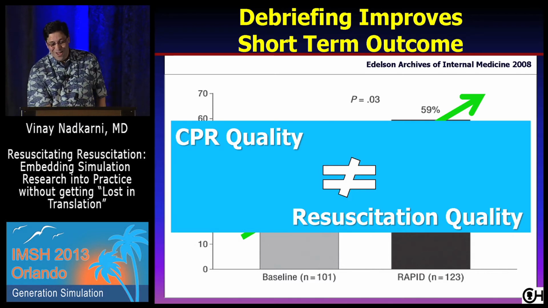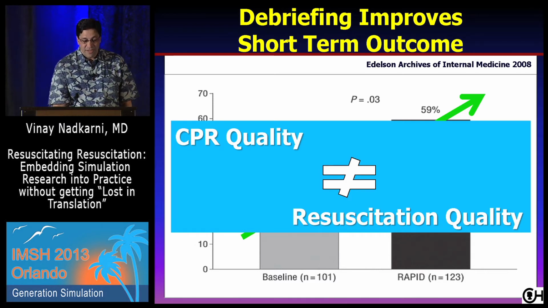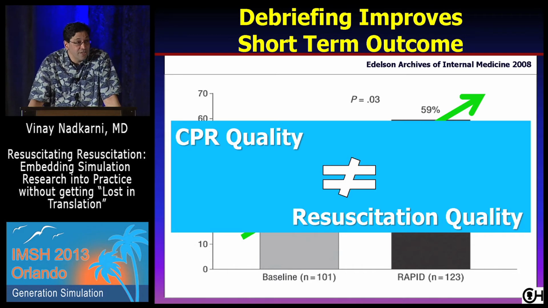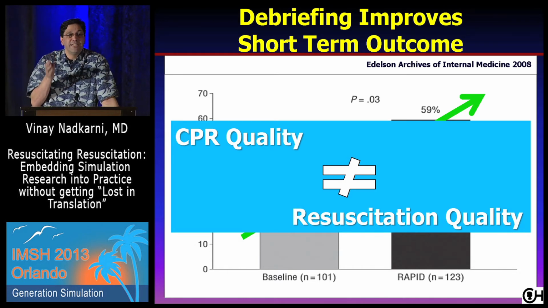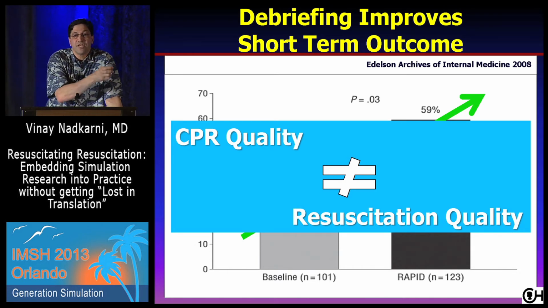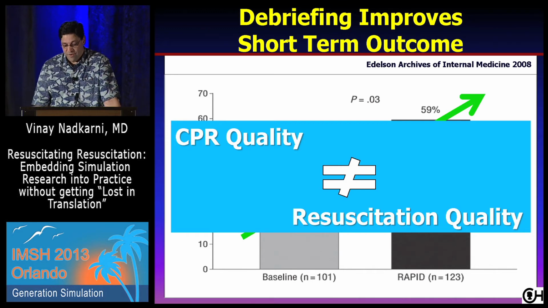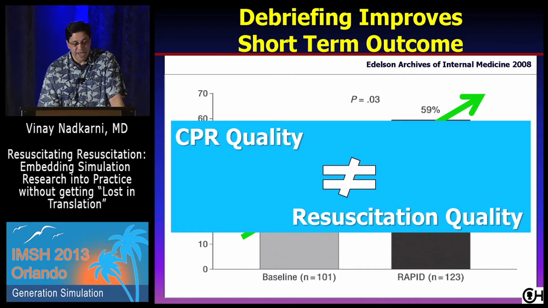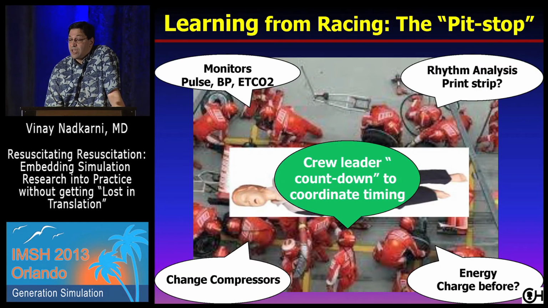Now, others have suggested that debriefing can improve outcomes. Dana Edelson has been able to demonstrate that debriefing of the specific resuscitation team has been quite effective in improving survival outcomes in adults, but has not significantly improved their resuscitation quality parameters. We are, of course, trying to become like a pit stop where our team performs to perfection.